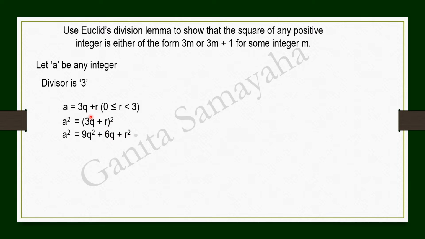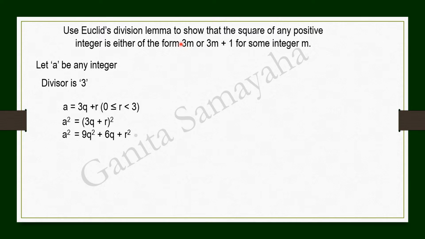Then 2 into first term into second term, 6q plus second term whole squared, which is r squared. Okay, children. So this is the expansion of (3q plus r) whole squared. Now, looking at the first two terms, 9q squared plus 6q, we can make out that it is a multiple of 3. Why are we interested? Because our solution must be to show this is of the form 3m or 3m plus 1.